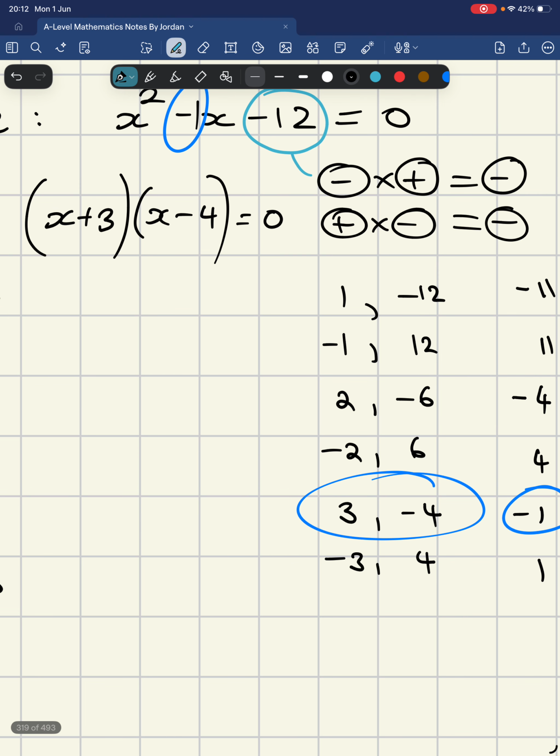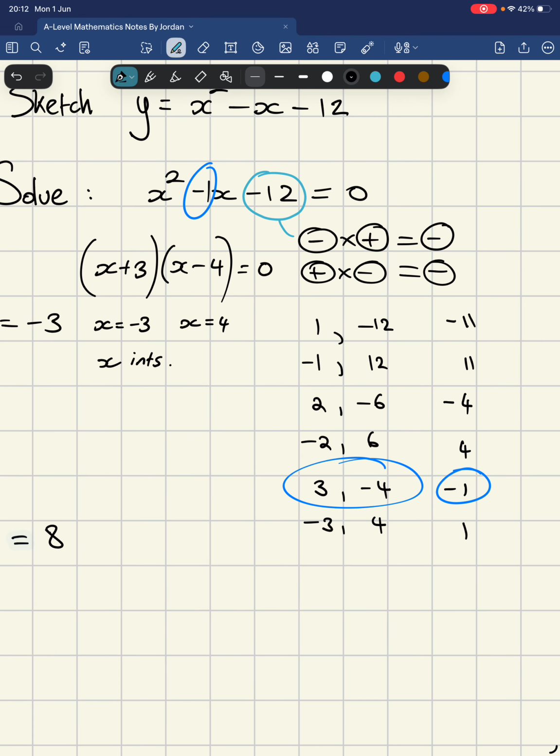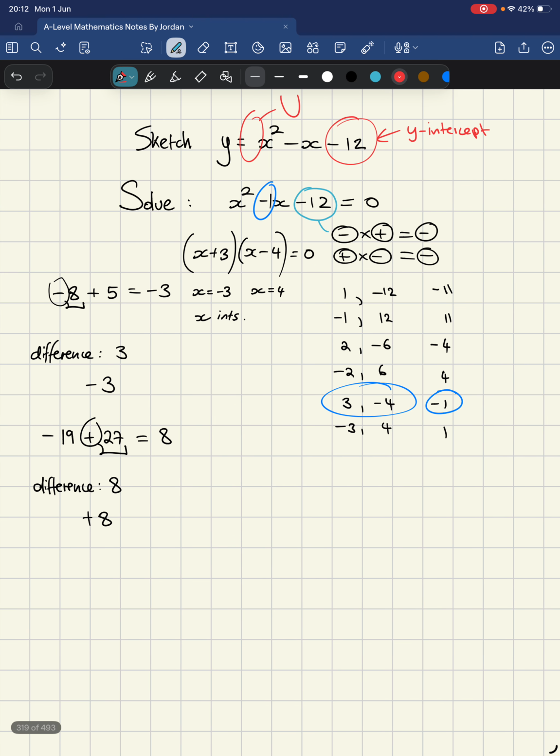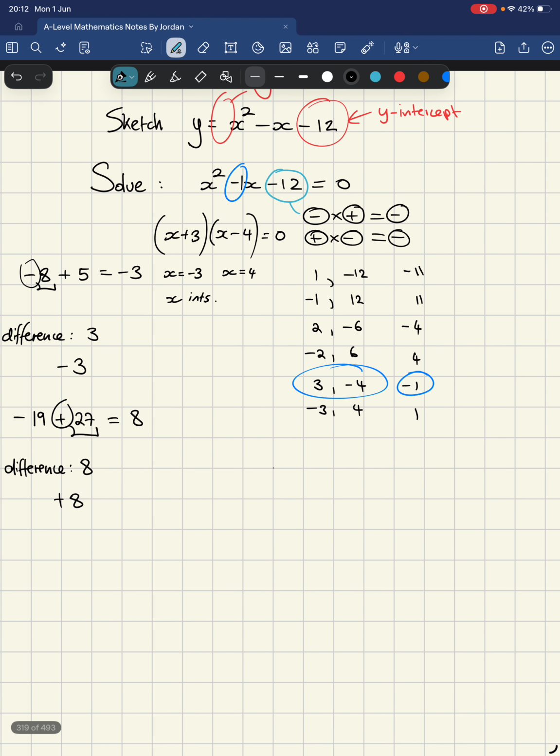Right, so then we're going to reverse the signs. Get negative 3 and positive 4. So here are my x-intercepts. Looking back up here, that would be my y-intercept. And looking at that, we have a U shape again. So let's go ahead and sketch it.